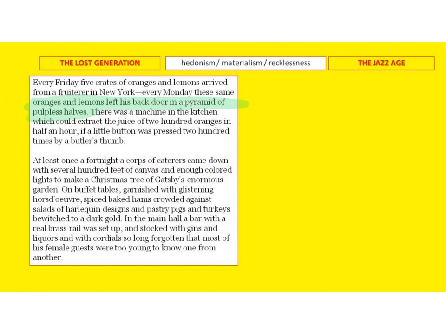So we're not looking at men now fighting for liberty and freedom. We're looking at people who come and feed this hedonism in this wonderful Gatsby party.